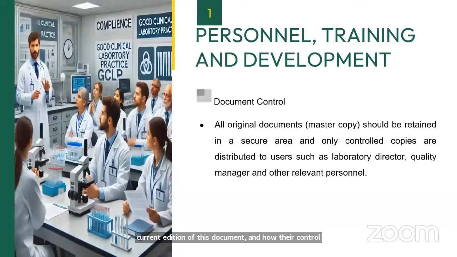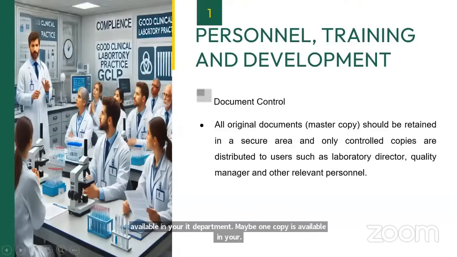So maybe there is a document, suppose a quality manual, and you have 10 copies of the quality manual. Whomsoever you have distributed them to, you should have a specific list. Maybe one copy you have given to the laboratory director, one copy to the quality manager, maybe one copy is available in the reception of your laboratory, maybe one copy is available in your IT department, maybe one copy is available in the store of the laboratory, or with other relevant personnel as mentioned here.